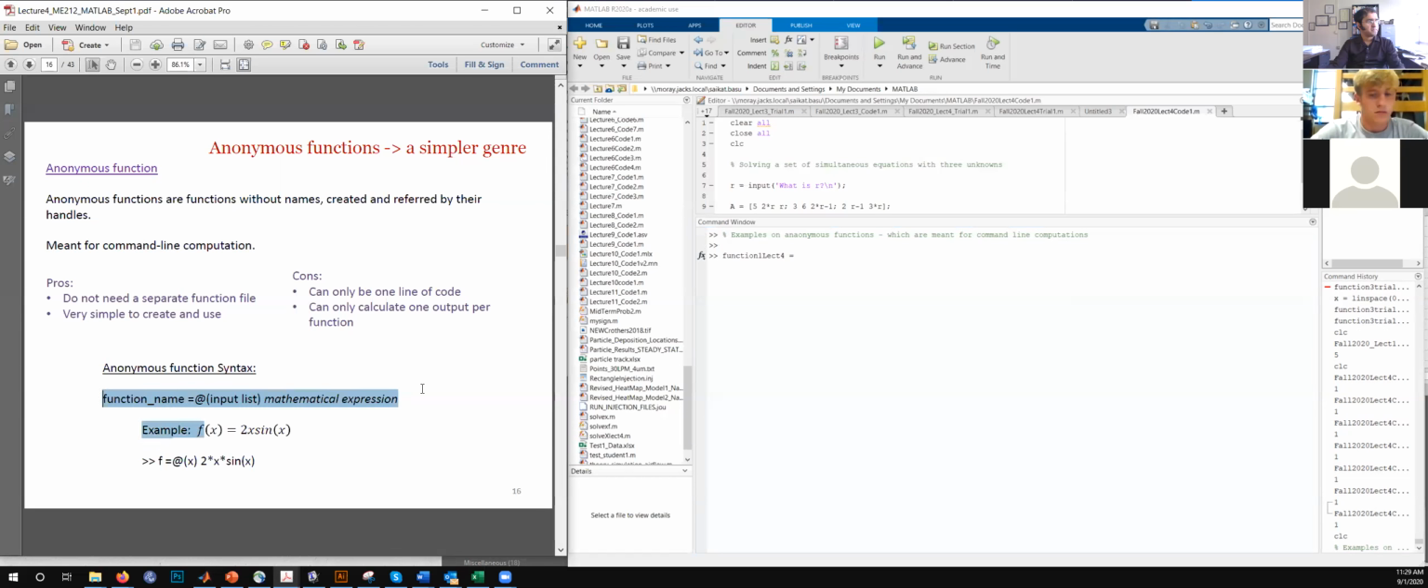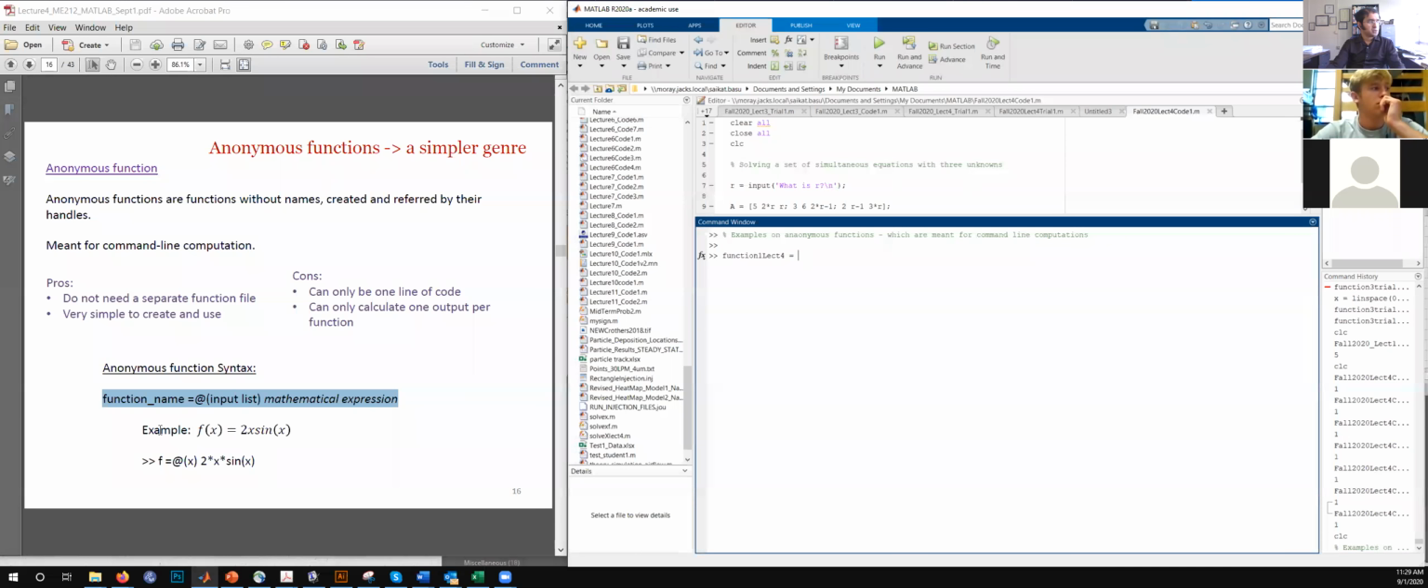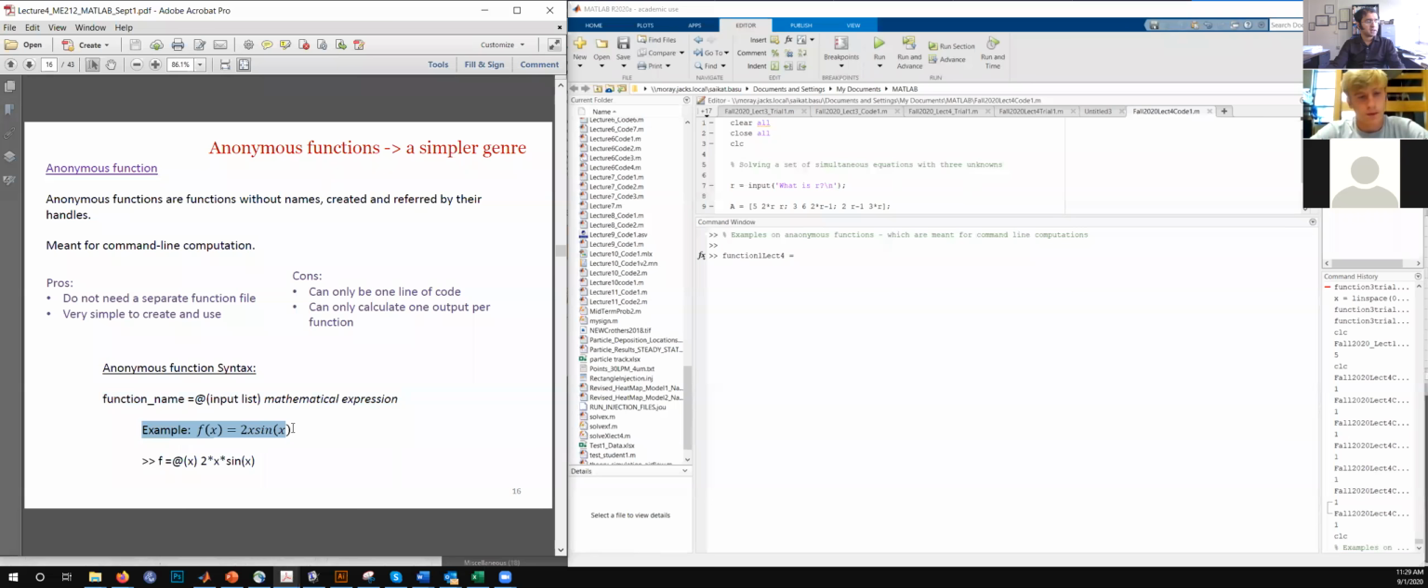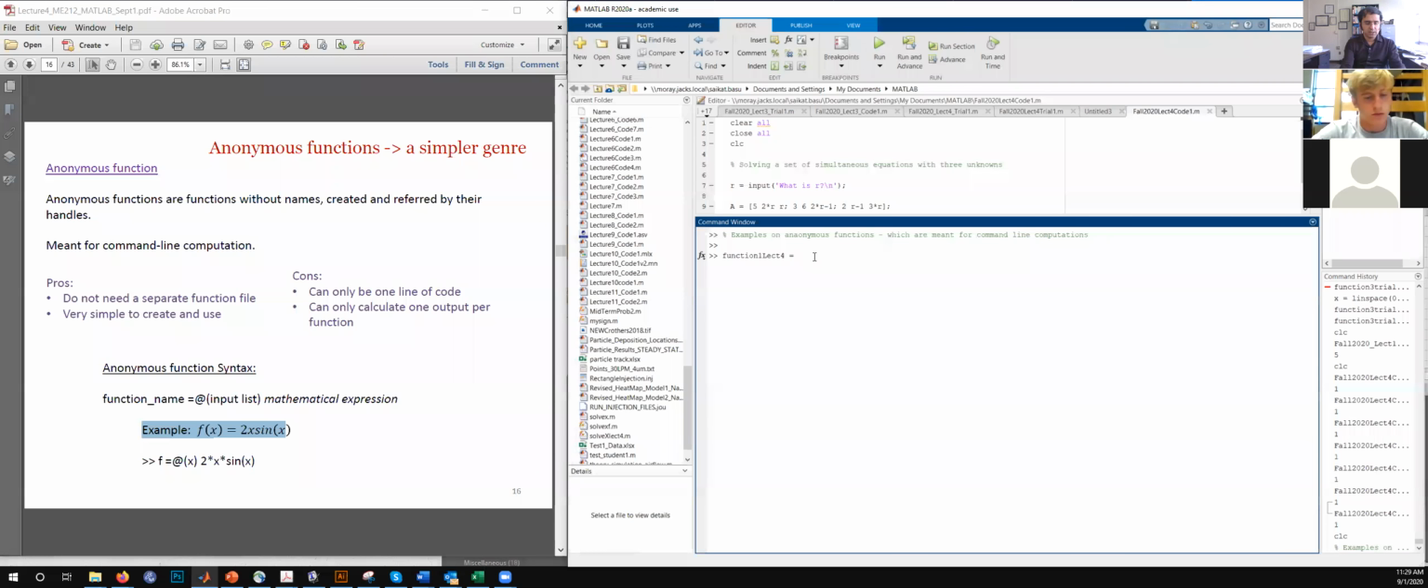So function name is what is function1_lect4 in this example on my command window, then equal @input list. So if you think about this particular example, what is the input? The input is only x, right? Because this right hand side is dependent on just x. So the input is just x, and then we write out the actual function. So 2 multiplied by x multiplied by sine x. So let's press enter now.